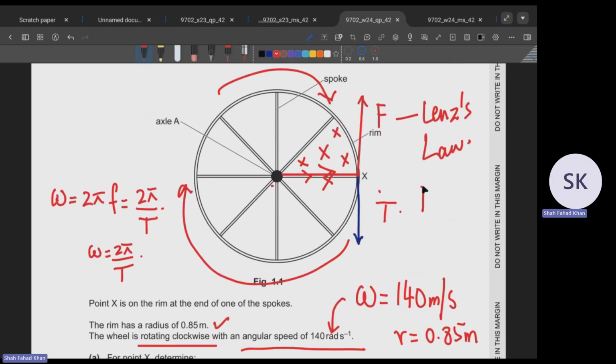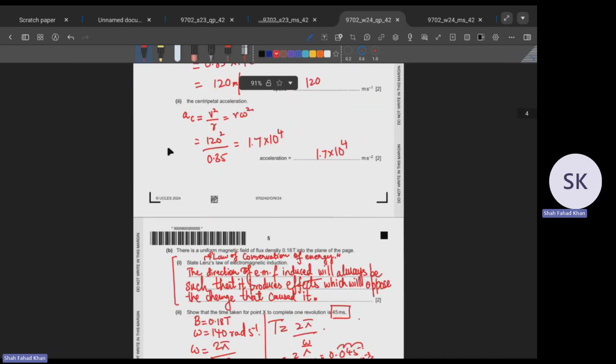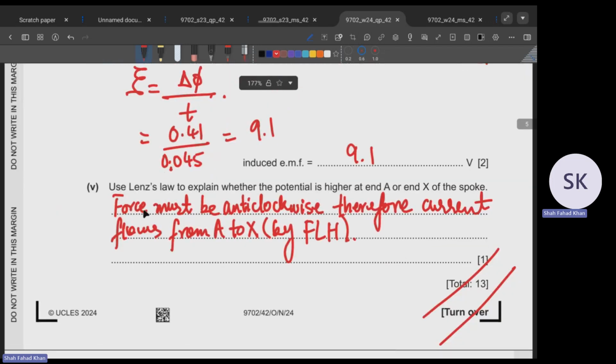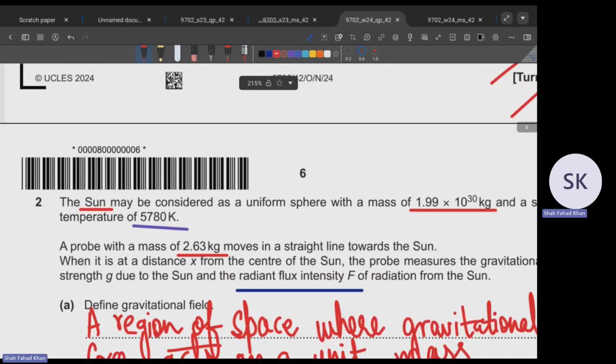If we use Fleming's left-hand rule, we can get the direction of induced EMF here. So using Fleming's left-hand rule, just put your first finger in the direction of the field into the page and put your thumb upwards. So the direction of current is going to be from left to right. Okay, so if the direction of current is going to be from left to right, that means there is a higher potential at A compared to X. Okay, so A must have a higher potential. Let's write down the answer. The force must be in the anti-clockwise direction, therefore the current flows from A to X. Okay, so there is a higher potential at A. Okay guys, with this, question 1 has been completed.